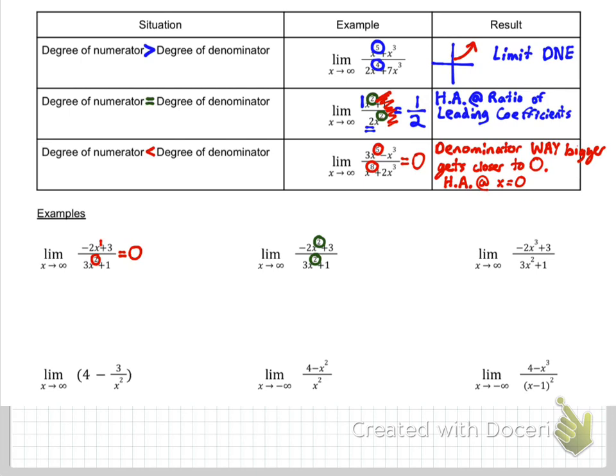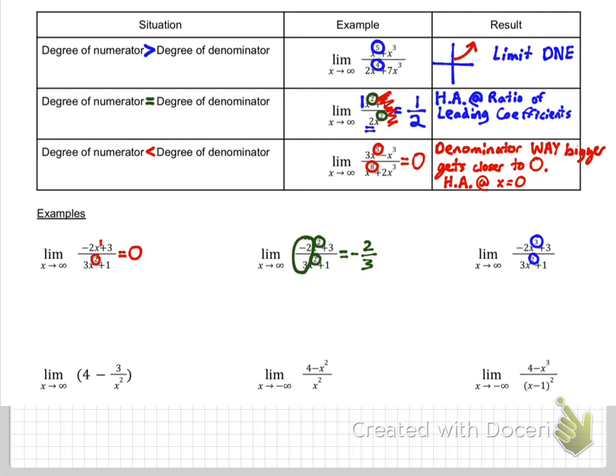For the next one, notice that we have 2 as the degree of both the numerator and the denominator. So the only thing that matters are those leading coefficients, -2 and 3. So there's a horizontal asymptote at -2/3. That means that's the limit as x approaches infinity.